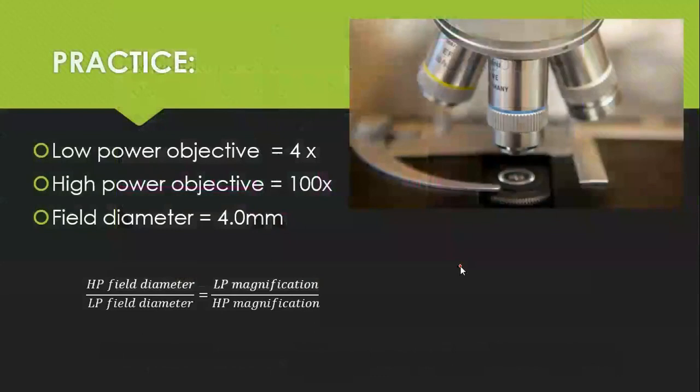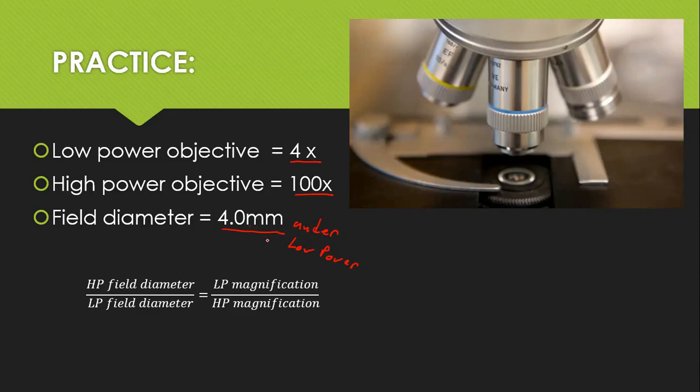So let's practice. What I'm given here is my low power objective. Under most microscopes, it's anywhere from 2.5 to 4, depending on the microscope. You'd have to look. So the low power objective in this case is 4 times. The high power objective in this case is 100 times. And the field diameter under low power is 4 millimeters. Now, where did I get this? I measured this. I physically measured this in the lab.